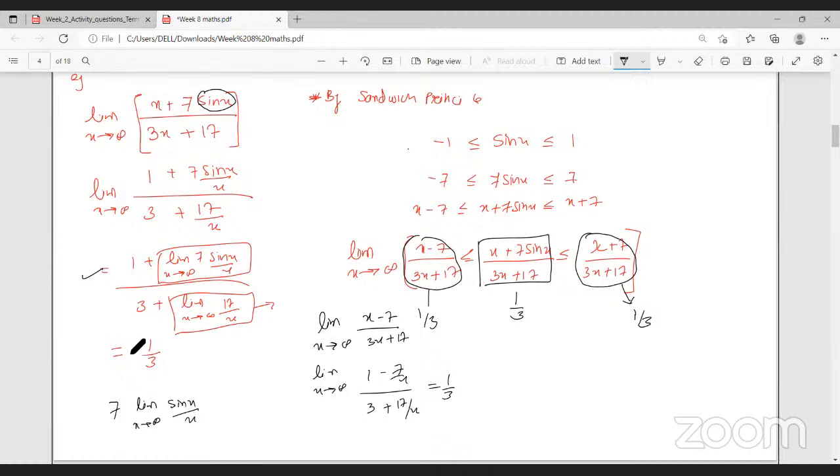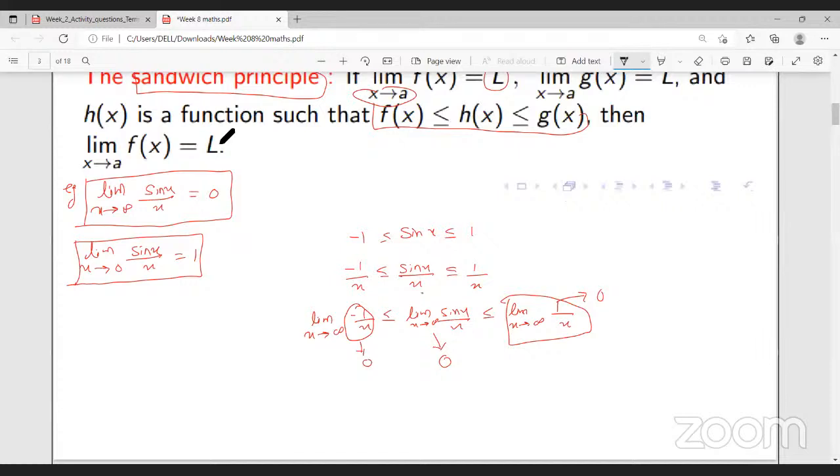In the previous slide, we already discussed that limit x tends to infinity sin x by x equals 0. So I directly used this property. You need to know that when x tends to infinity, sin x upon x is 0. This is one of the standard results. What we have learned is that limit x tends to 0, sin x by x is 1. Whenever x tends to infinity, it will be 0, and when it tends to 0, it will be 1.